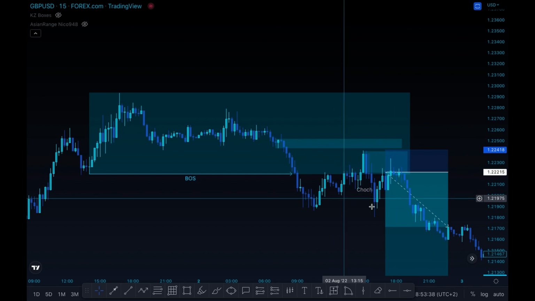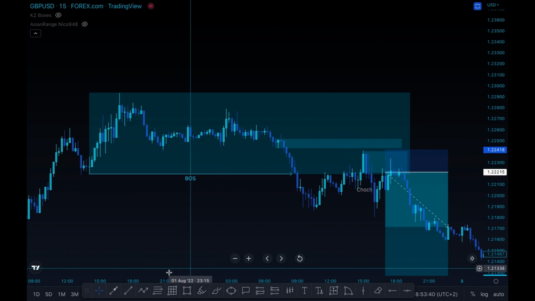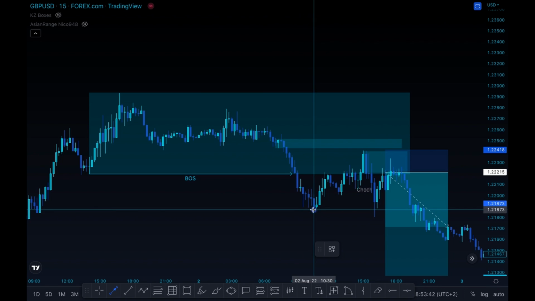So that's the entry. But now we're going to move on. We're going to mark out our breaker structure too. So here we also have another breaker structure.